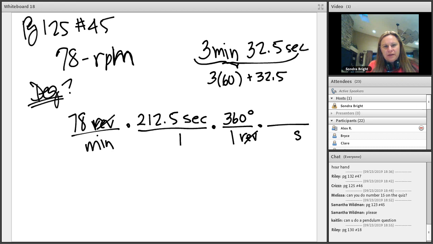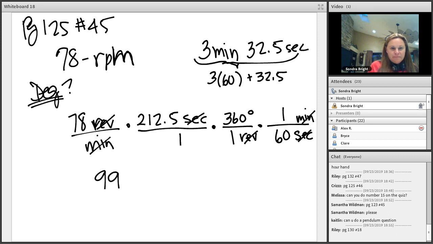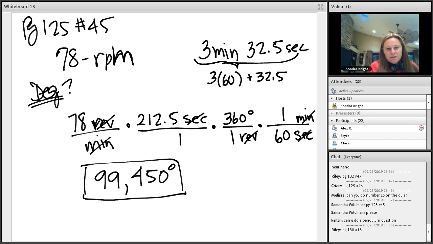And so I got seconds on the bottom, minutes up top, and that'll give me, there are 60 seconds in 1 minute. And so seconds cancel, minutes cancel, and look, all you've got left on top is degrees, and you have no units on the bottom. So when you multiply all this through, as long as I didn't make an error, the book says, and I don't have my calculator, sorry, hopefully it's correct, 99,450 degrees is what your answer should be.